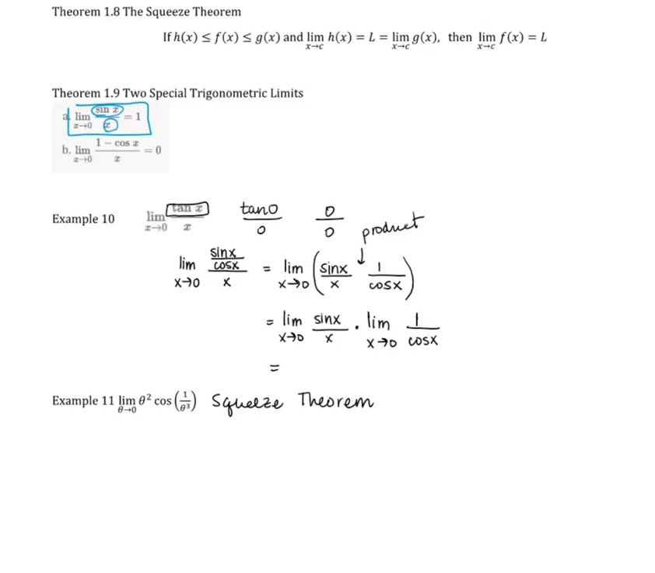Well, for the first limit, this is the special trig limit. That is this limit here, which is equal to 1. The second limit, let's try direct substitution. We have 1 in the numerator. In the denominator, I substitute in 0 for x, and cosine of 0 is equal to 1. So this leaves us with 1 for our answer there.